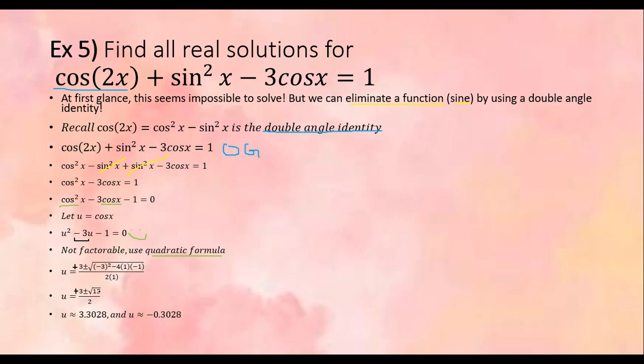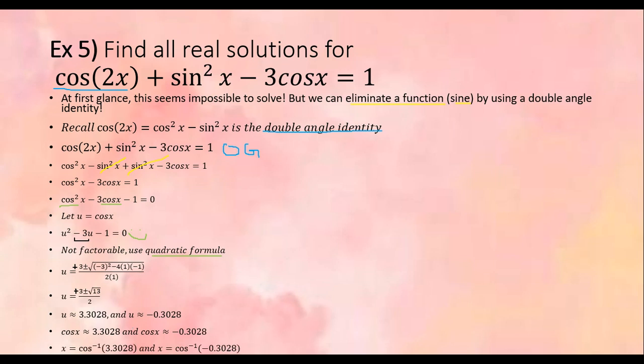To 4 decimal places, we're going to get 3.3028 and -0.3028 as our options. Again, this is in terms of u, but we did not start in u. We started in cosine. So cosine equals 3.3028 and cosine equals -0.3028. Again, I don't want a cosine value. I want a specific value of x, because I am solving an equation.